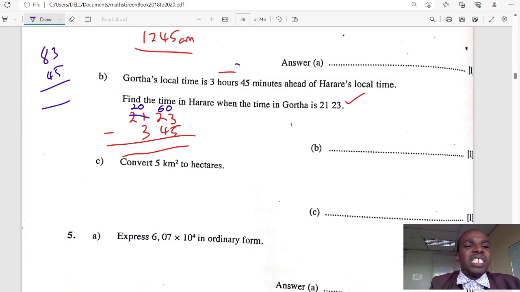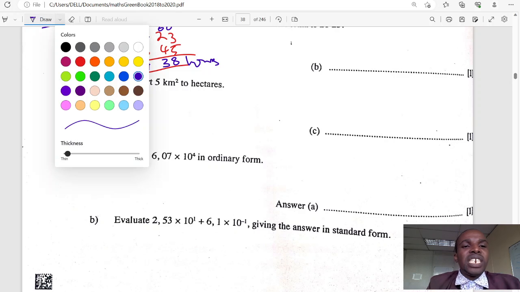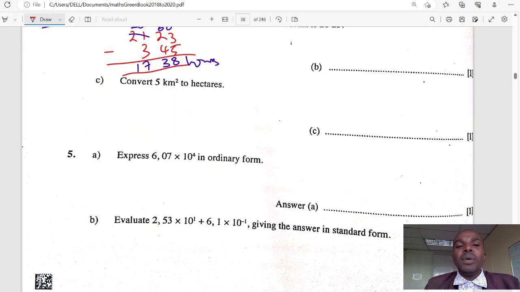So it will be 13 minus 5, which is 8. Then 8 minus 5 is 3. So the minutes are 38. Then 20 minus 3 is 17. So it's 17:38. That's the time in Harare. Hours. Please take note, put units. This one is 24-hour notation, so you have to use hours.